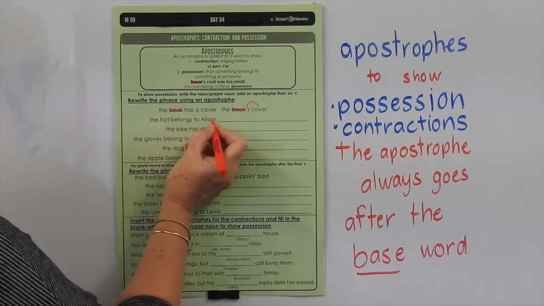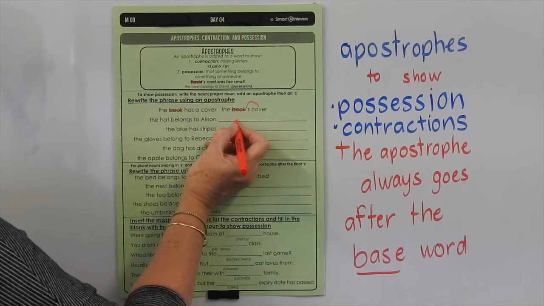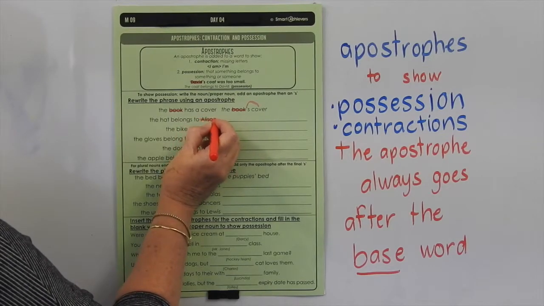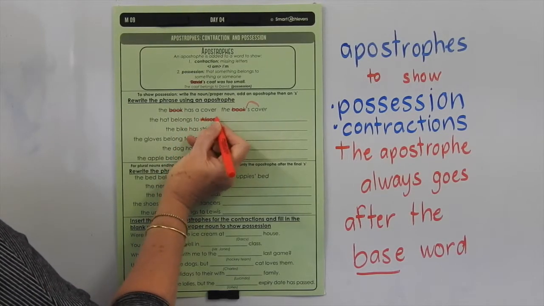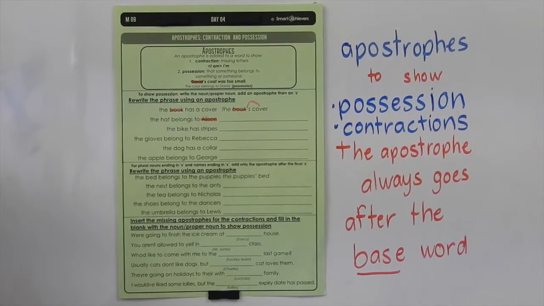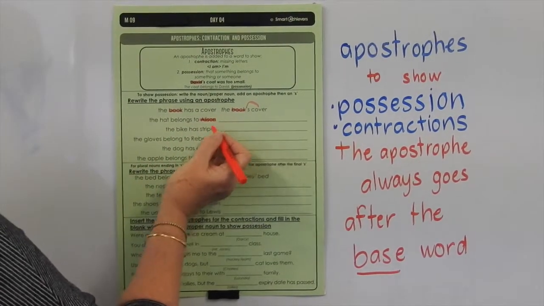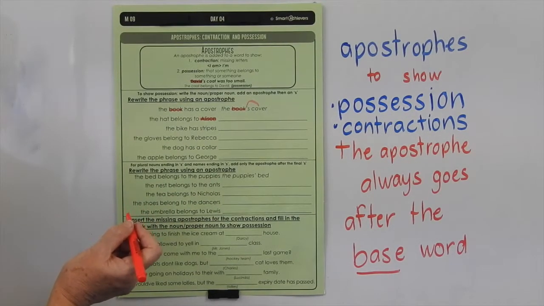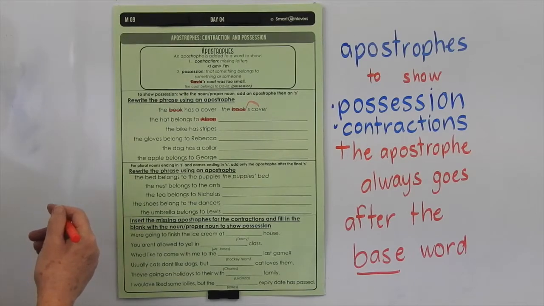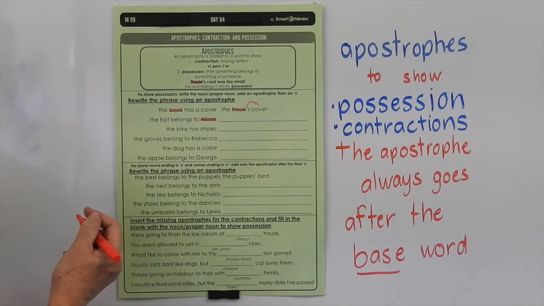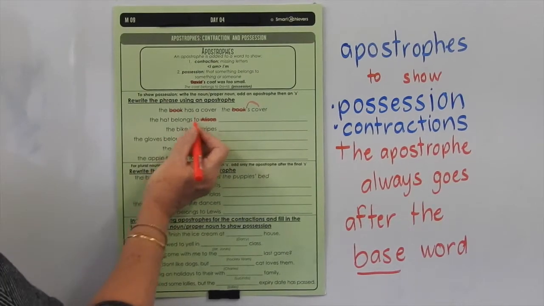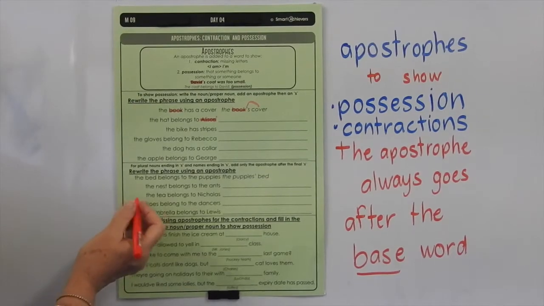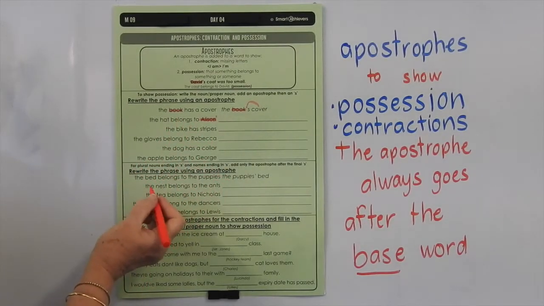So the hat belongs to Alison. When we write Alison's hat, we're not saying there's lots of Alisons. There's only one Alison, so that's the base word. The apostrophe goes at the end of the base word. The only reason we're putting the S on the end is because it would sound funny if we said Alison hat. We have to make it sound right, we've got to say Alison's hat. But it's still indicating a singular, or one Alison, so the apostrophe goes at the end of Alison and then we add the S to show that possession. You can finish those ones on your own.